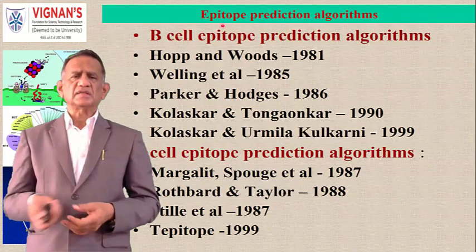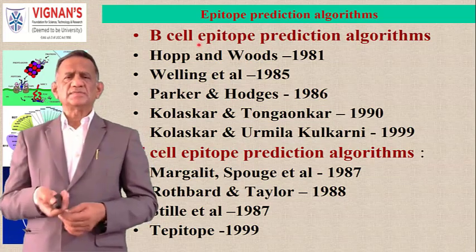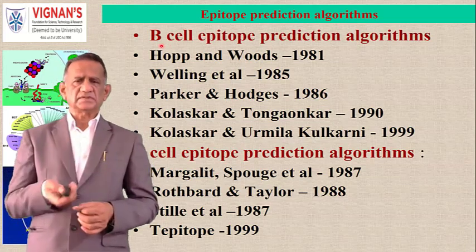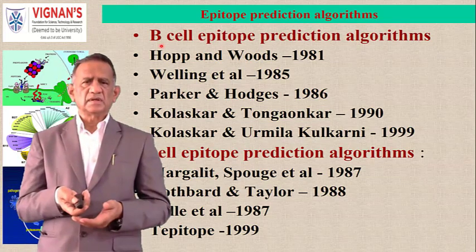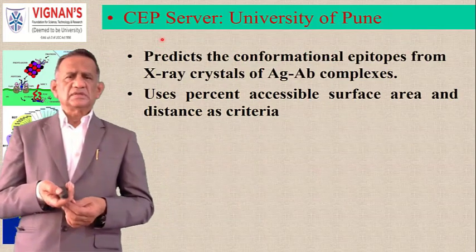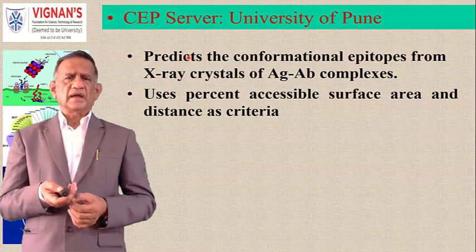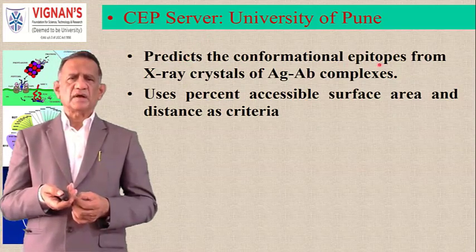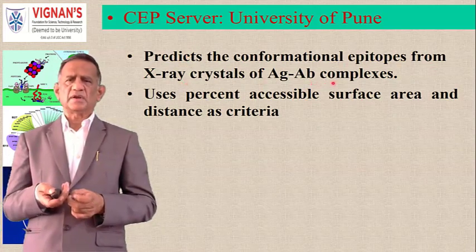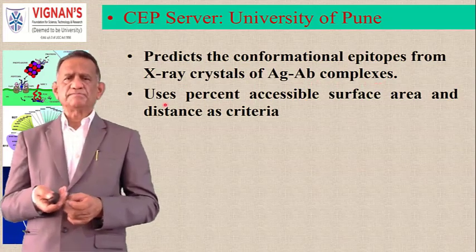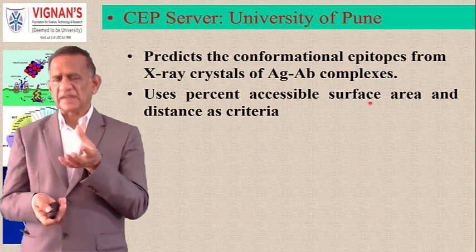So there are several algorithms. All these algorithms have been worked out by computational biologists. We are only the users of this. Now, this computational epitope server is at the University of Pune, and it predicts the conformational epitopes from X-ray crystals of antigen-antibody complexes. It uses percent accessible surface area.